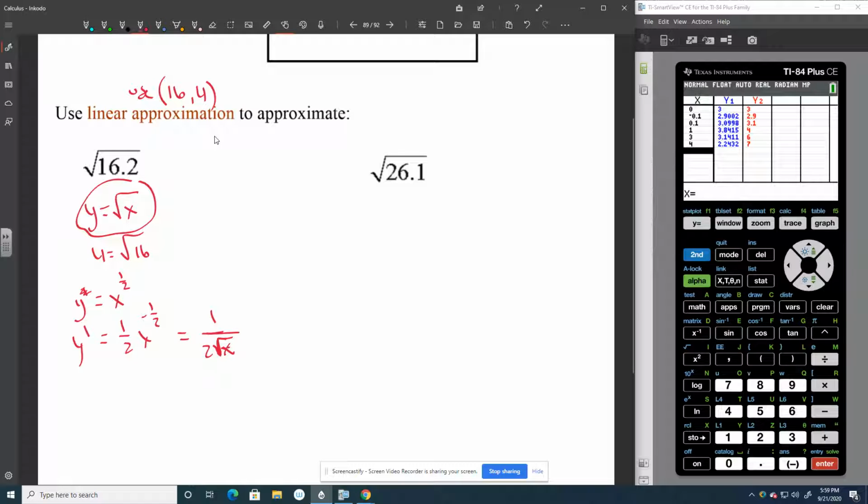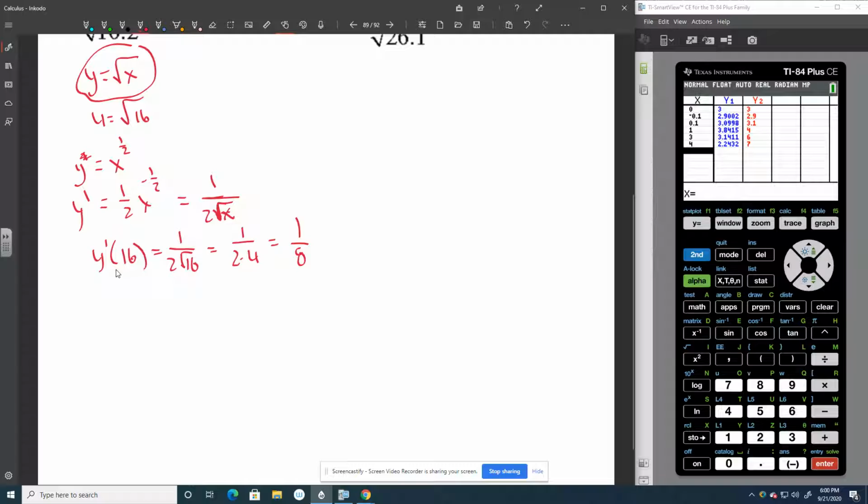So what I want to know is, what is the slope at this point? What is my slope when x is equal to 16? If I'm looking for y prime at 16, I plug in 1 over 2 root 16, which just equals 1 over 2 times 4, which equals 1/8. So for my tangent line for the linear approximation, I've got my point 16, 4. That's close to 16.2, and my slope at root 16 is 1/8.